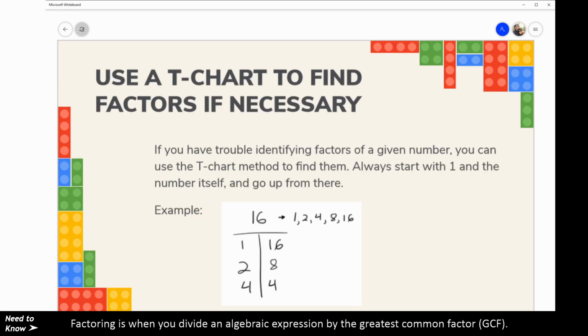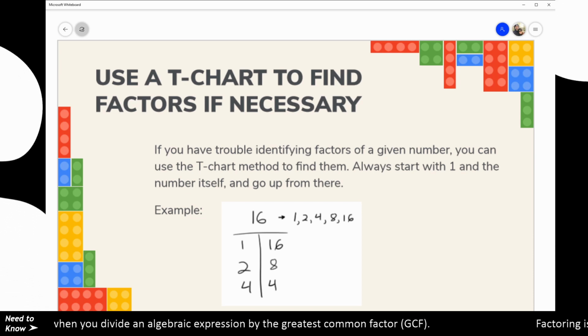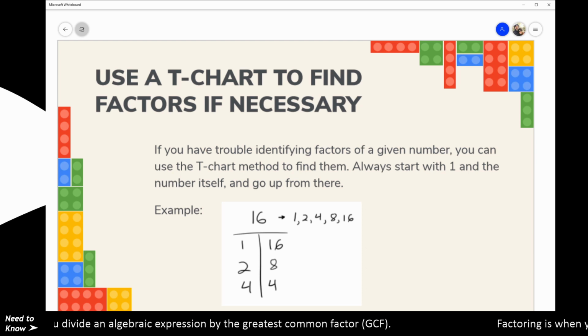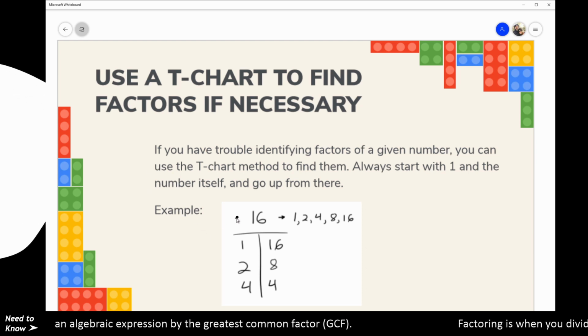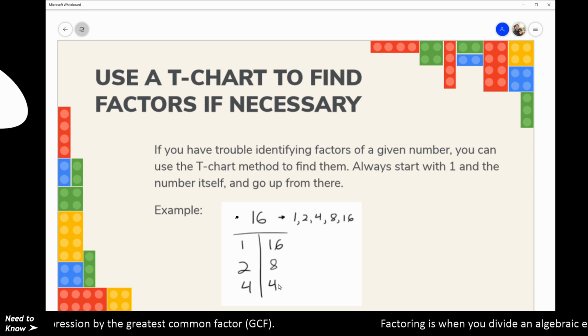If you have trouble identifying factors of a given number, you can use the T-chart method to find them. Always start with 1 and the number itself and go up from there. For example, the factors of 16 are 1 and 16, 2 and 8, 4 and 4.